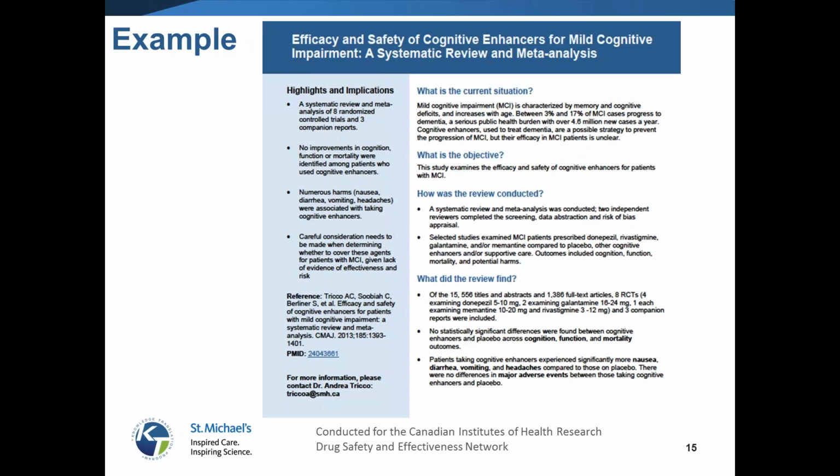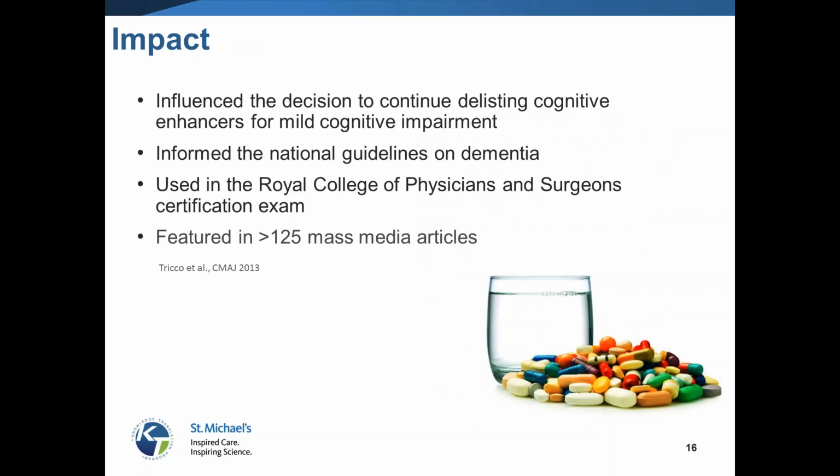This is another example of one that we had conducted. This was for our Canadian Institutes of Health Research Drug Safety and Effectiveness Network. We were looking at the efficacy and safety of cognitive enhancers for mild cognitive impairment. Systematic review really lends itself nicely when we're looking at effectiveness or efficacy questions as well as safety questions. So we can do a systematic review and meta-analysis and let our policymakers know that in this case, these cognitive enhancer medications were actually not effective for mild cognitive impairment and actually led to some harms. They found that it led to more patients experiencing nausea, diarrhea, vomiting, and headaches.